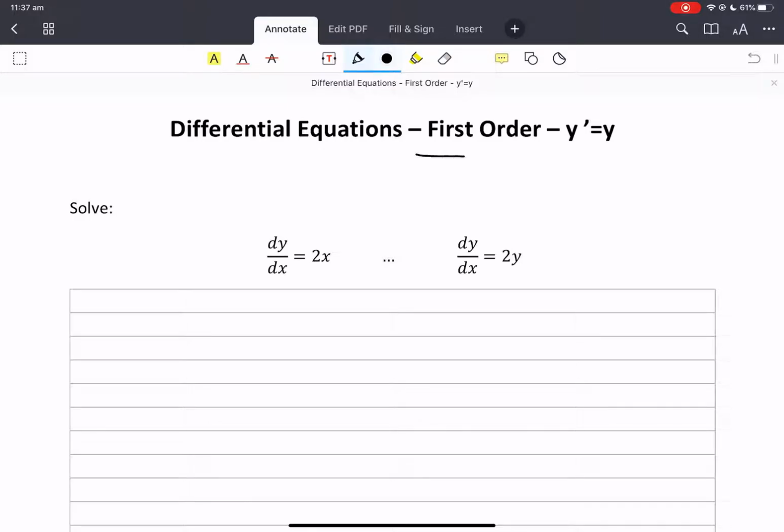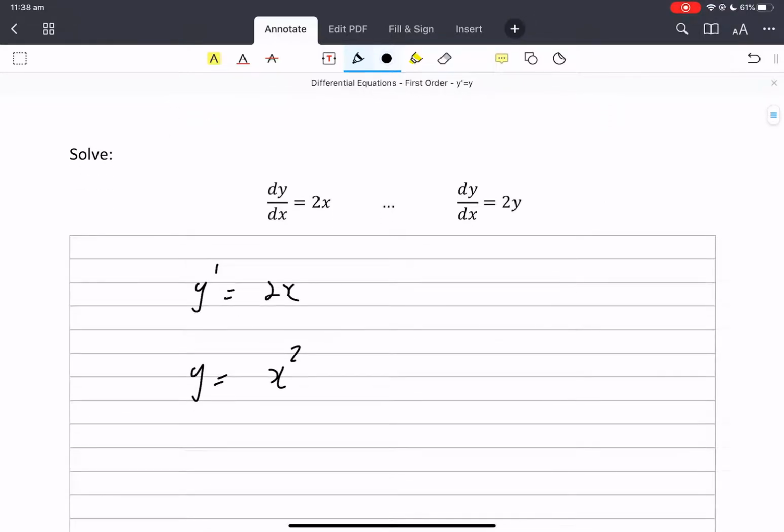Okay, we're still on first order differential equations because we've got just a first derivative in these equations, but a little bit different. This is what we're used to. We're simply going, well, look, if y prime is 2x, then y is x squared. Duh, it's just integration.